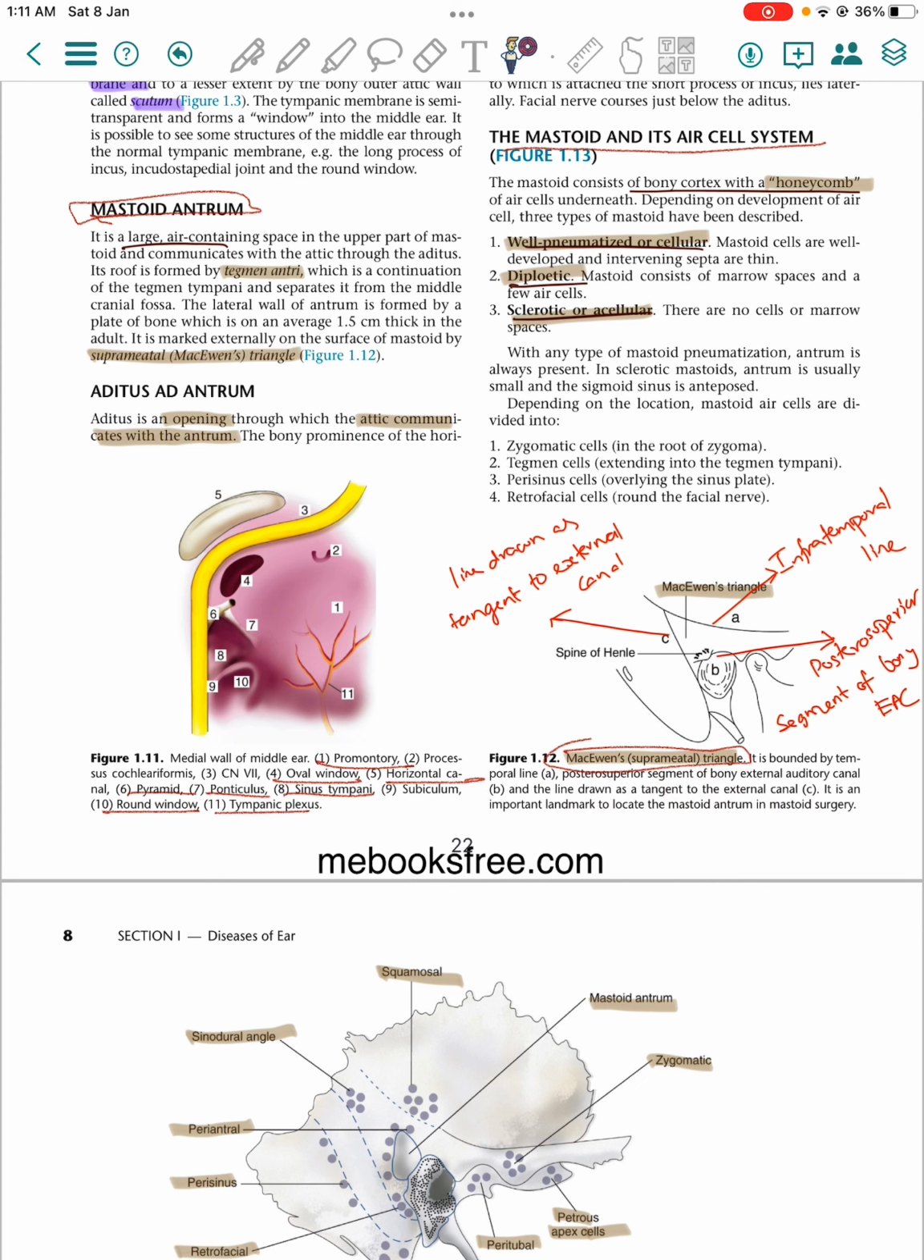This is the McEwan's or suprameatal triangle. The postaural approach gives the direction for the mastoid. If the mastoid is infected, we can approach it through this McEwan's suprameatal triangle, which is formed superiorly by the temporal line, and the posterior superior part is formed by the posterior superior segment of the bony external auditory canal, and another wall is formed by the line drawn as a tangent to the external canal.